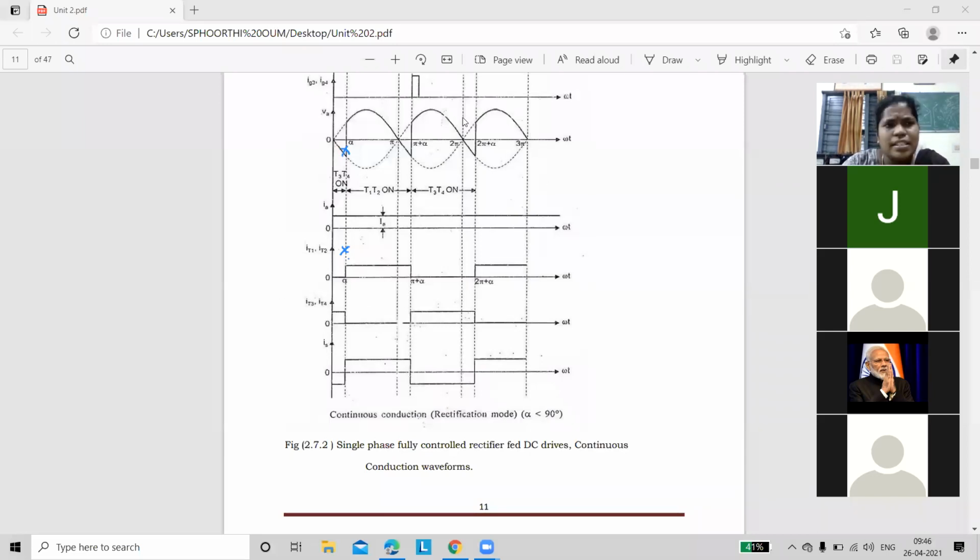And if you want to draw the current, please avoid the disturbance. If you want to draw the current, it means through the device only the current is going to flow. That means during that period, the thyristor is in on state. That means you have to draw a pulse during the on state period of the corresponding thyristor. Already we know that thyristors T1 and T2 are in on state during the positive half cycle. So you have to draw the pulse in the positive half cycle.